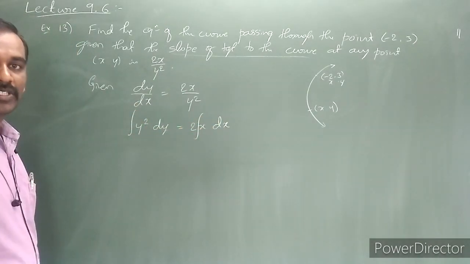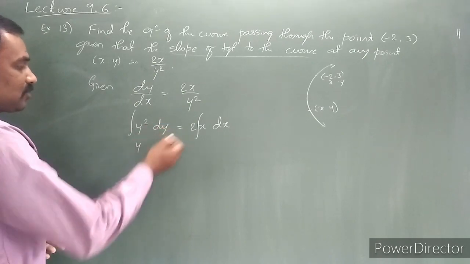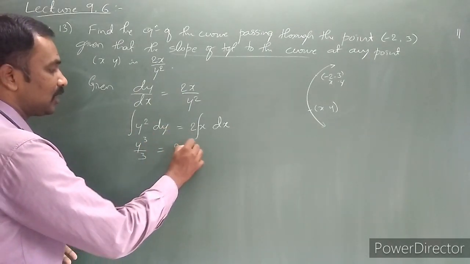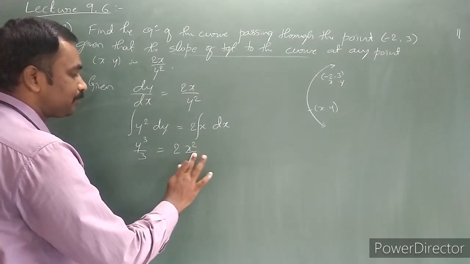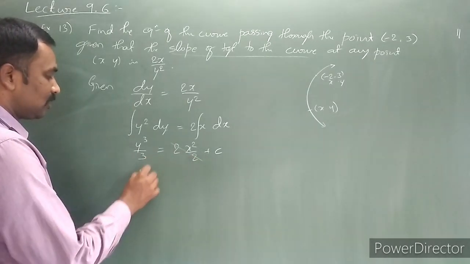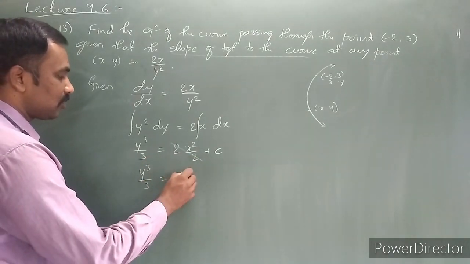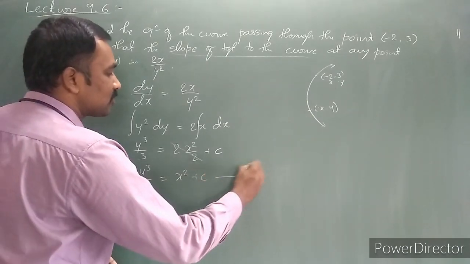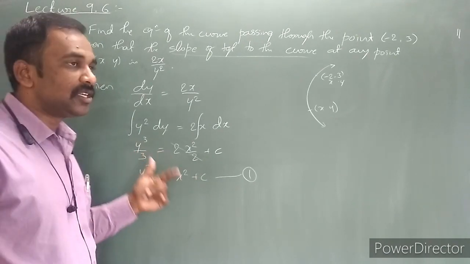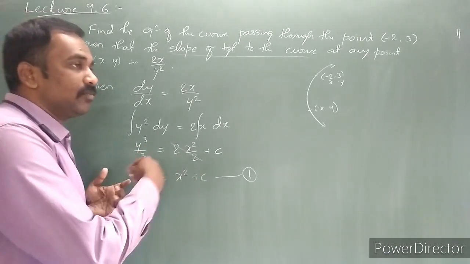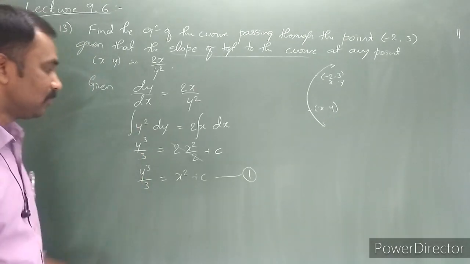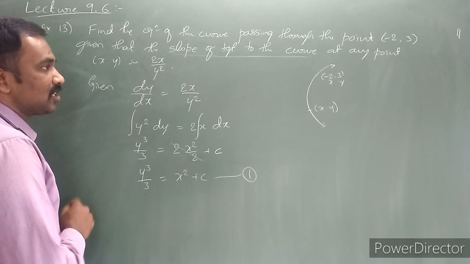Integrating. 2 is the correction, I just take it outside. Y square with respect to y, the integration is y cube divided by 3 is equal to 2 into x square divided by 2 plus integration constant c. Here the 2s get cancelled. Y cube divided by 3 is equal to x square plus c. This is equation number 1. Be very careful which operation you are doing, whether integration or differentiation, and whether you are doing it on both sides or only one side. Okay, now this is the general solution.